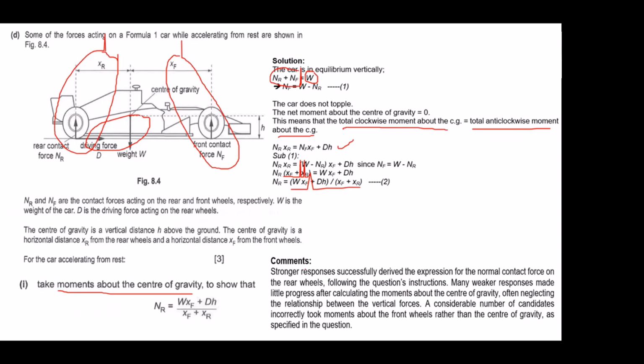Okay, so for the good responses, based on the question instruction, you take moments about the CG and you should be able to get the answer. Some of them forgot about the relationship between the vertical forces, NR plus NF equals W. The question already told you to take moments about the CG, so please do not take moments about the front wheel or the rear wheels, right?